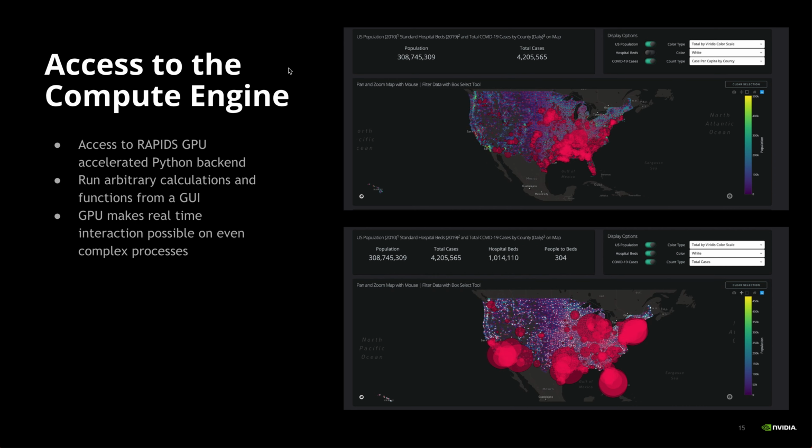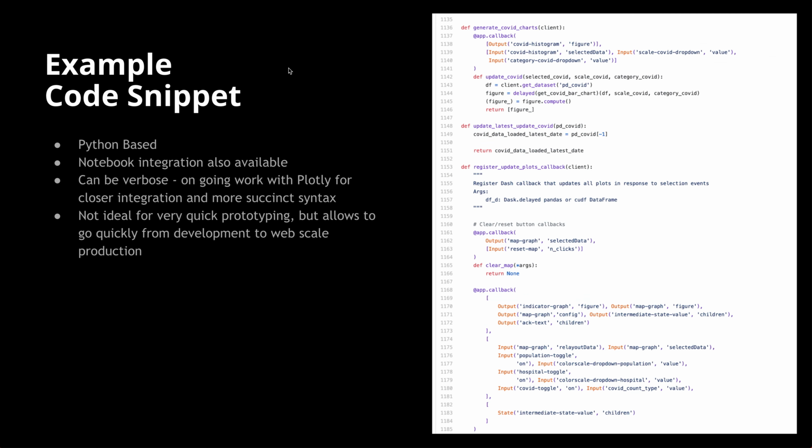You can then turn that into this Plotly app, and have it available to a broader audience to run these complicated compute things. So this is an example of a code snippet to run this app. As you can see, you have custom function calls, and you're able to be very customized with it. It's all Python based. There's also notebook integration available.